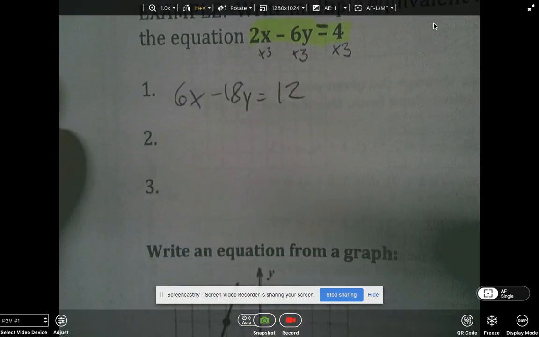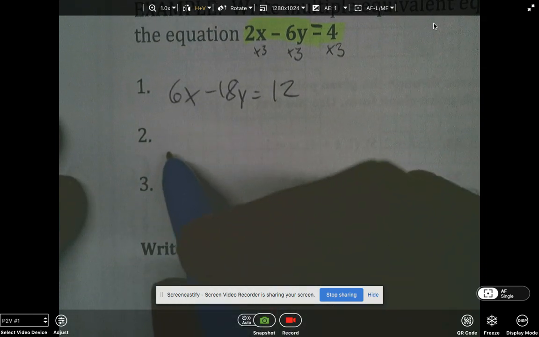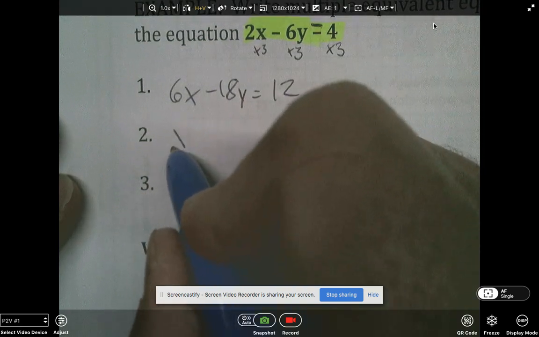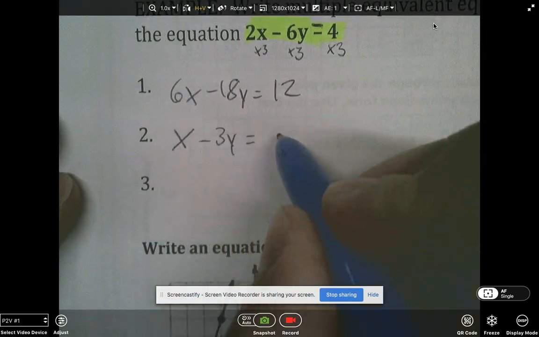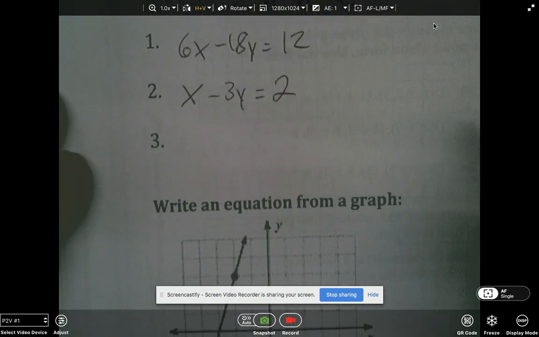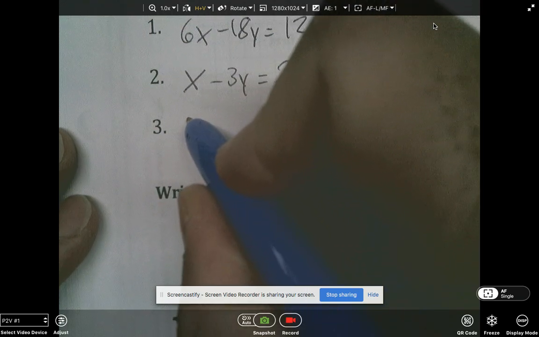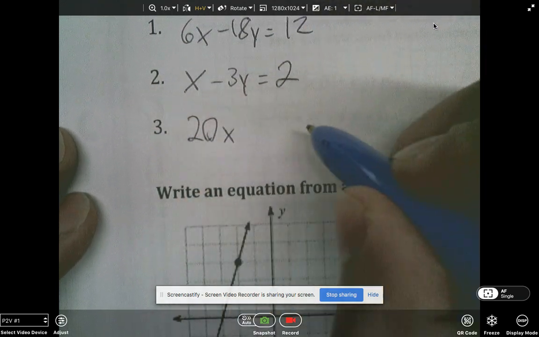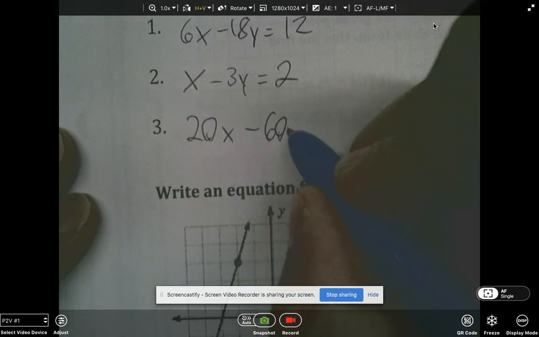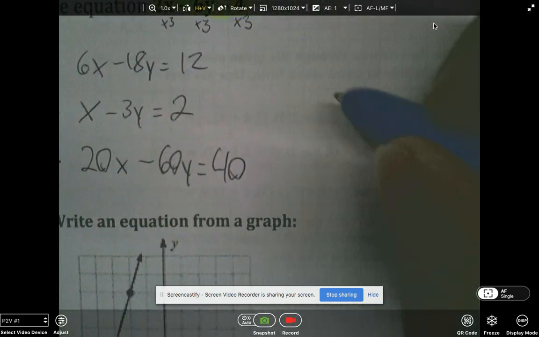Another one I could do is, what if I divided every term by 2? Could someone tell me what that equation would be? Yeah, you would get x minus 3y equals 2. And for the last one, I'll just multiply everything by 10. So that would give me 20x. Who wants to finish this equation for me? Minus 60y equals 40.